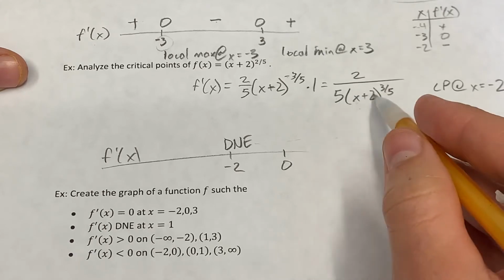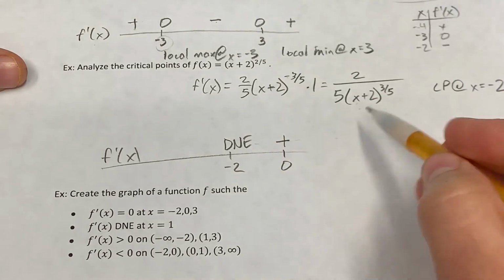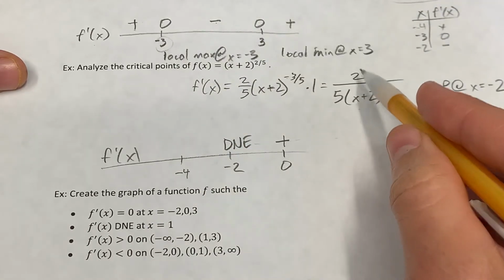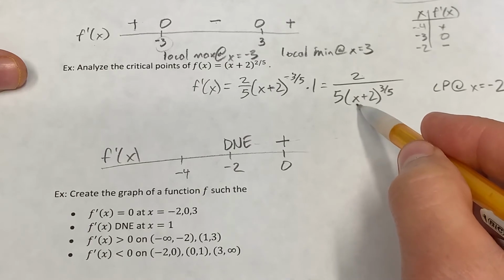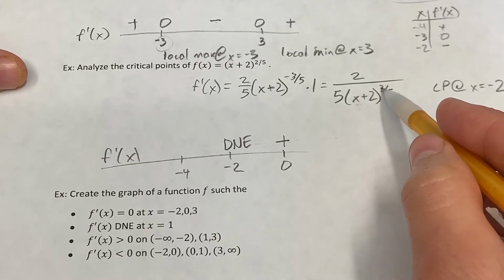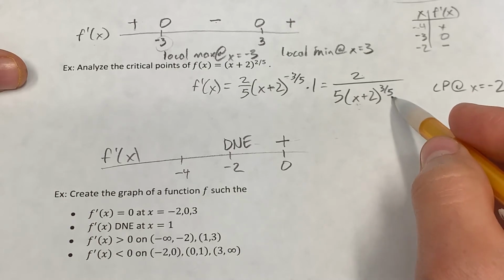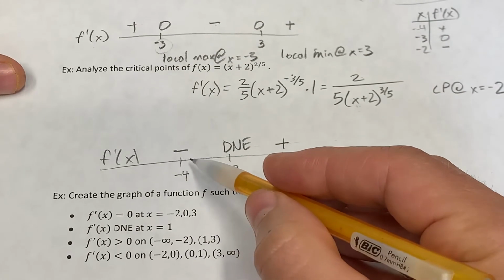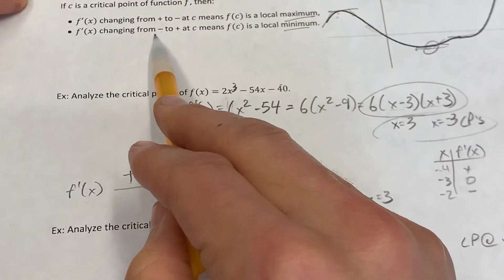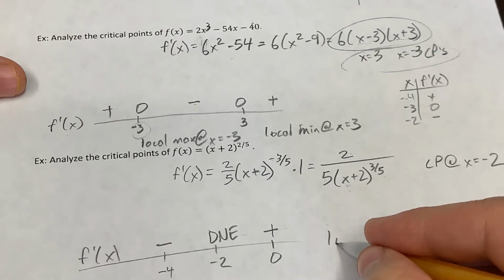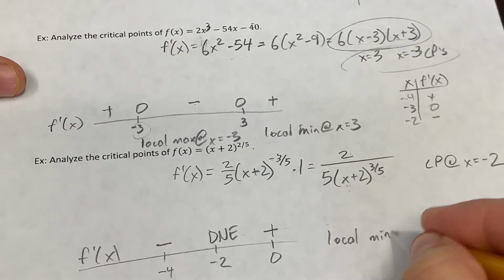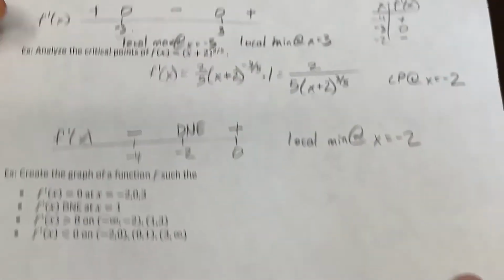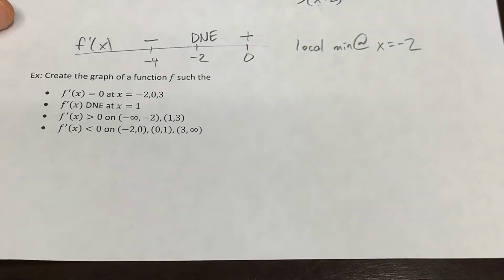Well, this is positive, that's positive, that's positive. What happens at, say, negative 4 or negative 100? You know, that's positive, that's positive. Negative 4 or negative 100, that's negative. Cube it, that's still negative. Take the 5th root, since those are odd, no issues at all, that's negative. What's that say if we're going down, then up? You remember down, then up, that's a local minimum. So local min at x equals negative 2.